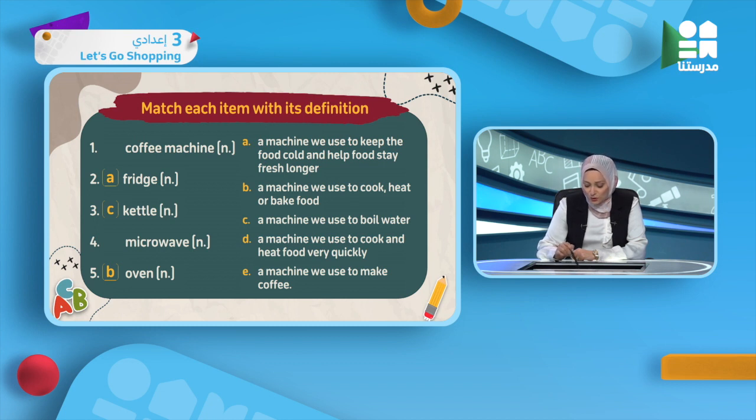D. A machine we use to cook and heat food very quickly. We cook and heat but very quickly. نحط الحاجة تخلص بسرعة جدا. What is this machine? It's the microwave. The last definition is a machine we use to make coffee. That's easy. We have coffee maker or coffee machine.